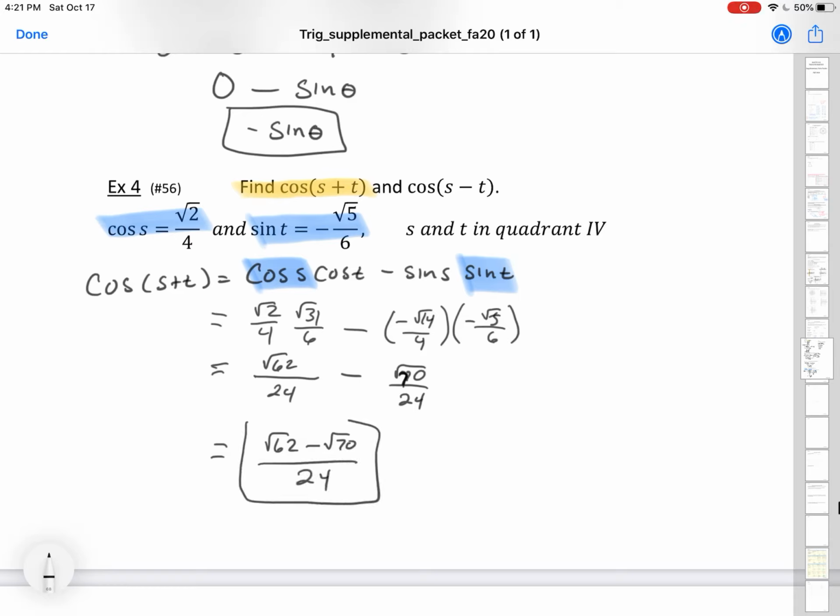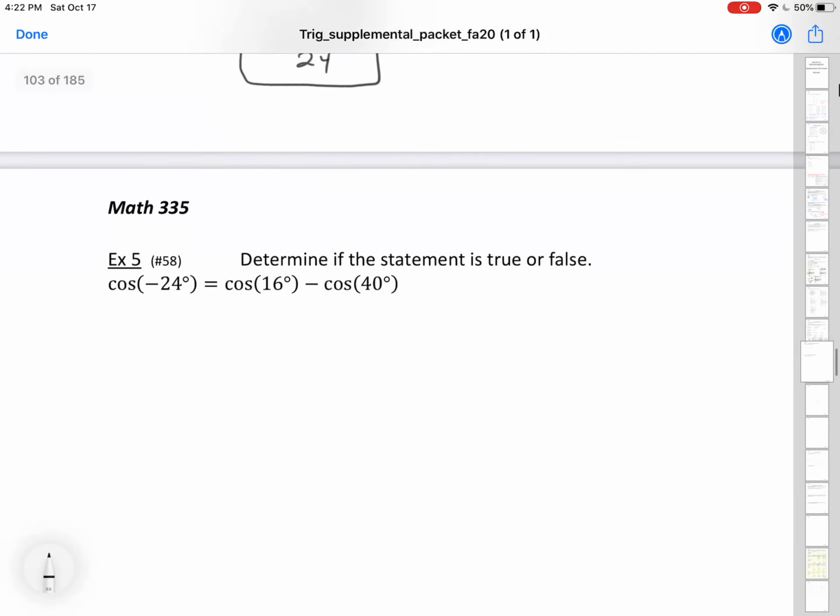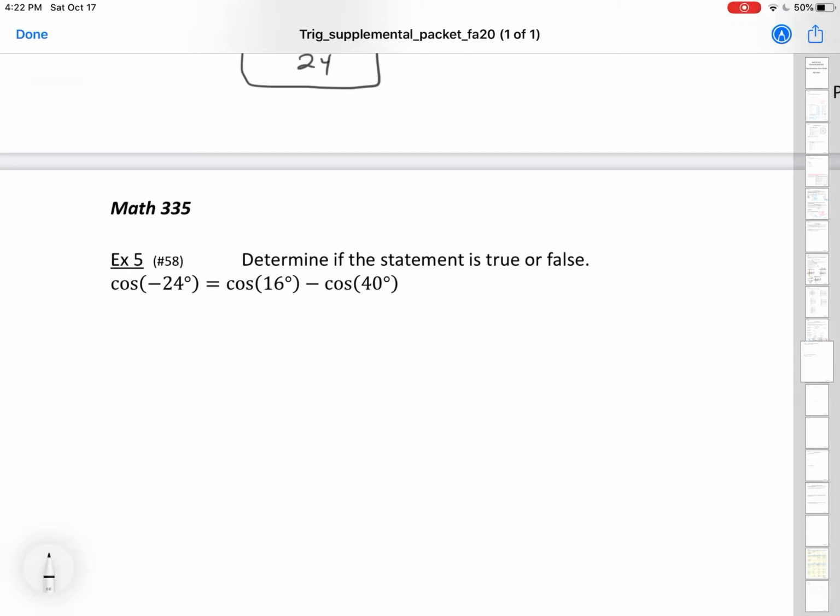That is good work, right? That's the math that we need later on. We don't care what the number is really. We care that we can get to the number and rationally think through it. Determine if this statement is true or false. Cosine of negative 24 is equal to 16 minus 40.